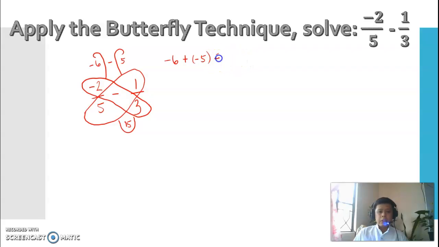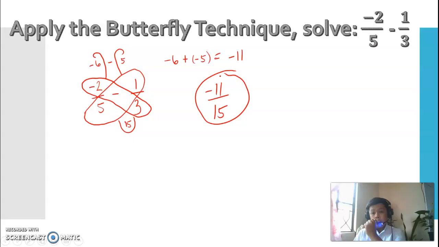Ang sagot dito, same sign sila. Negative 11. Tapos, 15 yung ibaba natin. Kaya, ang sagot ay negative 11 over 15. Eto na yung ating final answer. Now, it depends kung anong gusto nyong gamitin. Anyway, magkamukha naman sila na makukuha ang sagot. Eto ay isa lang technique na pwede nyong gamitin kung ayaw nyong gawin yung ginawa natin sa umpisa.